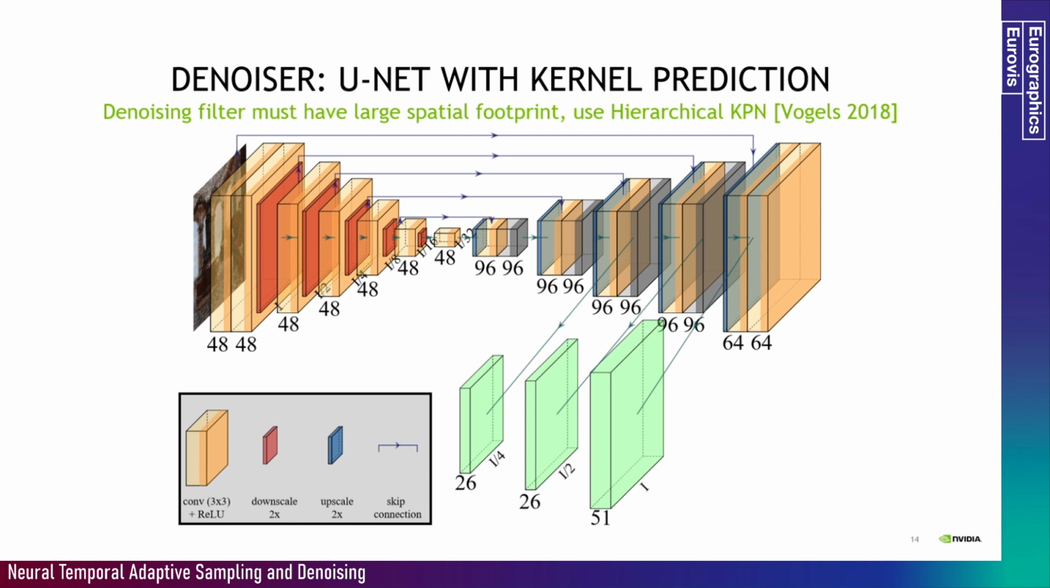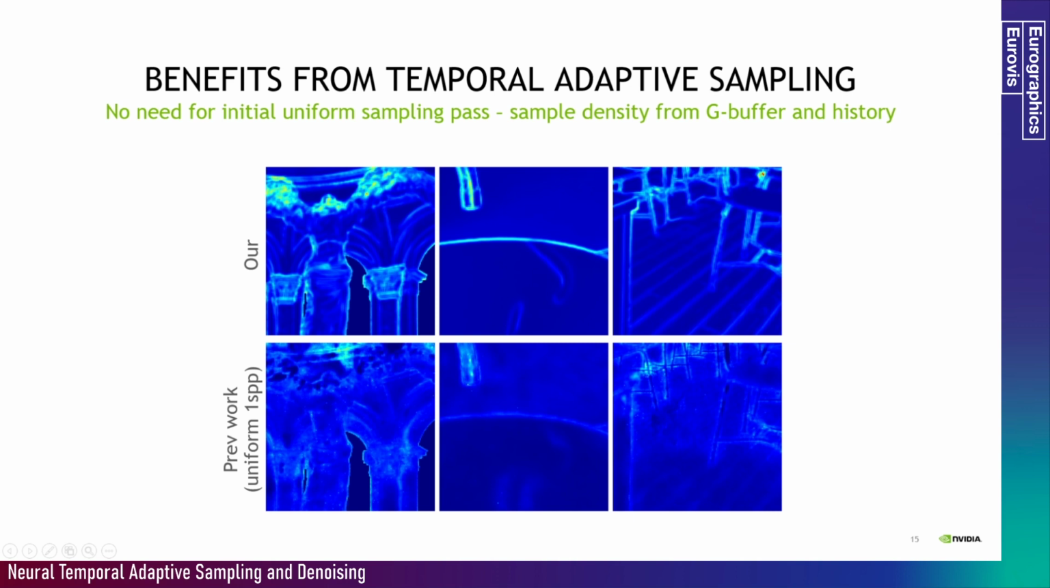To round off the architectural description, let's look at some benefits we get from combining temporal reuse and adaptive sampling. The first thing is that we can entirely skip the initial sampling pass and instead just estimate the sample density from G-buffer and history. And this, of course, means that we can allocate the entire sample budget towards adaptive sampling. This actually works a lot better than we initially anticipated.